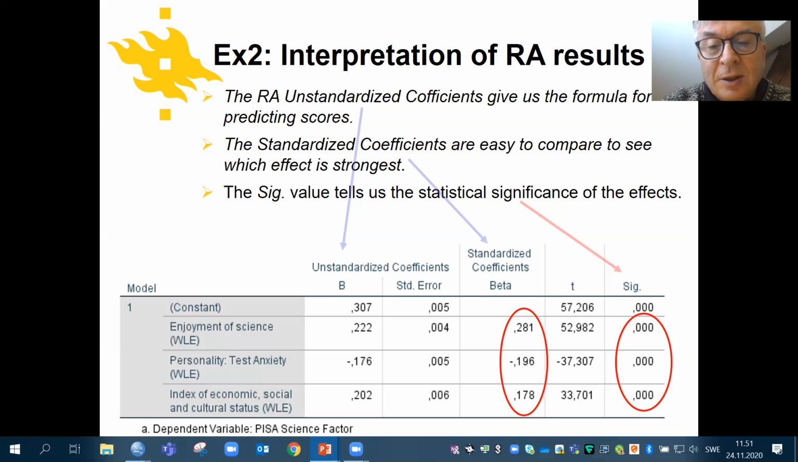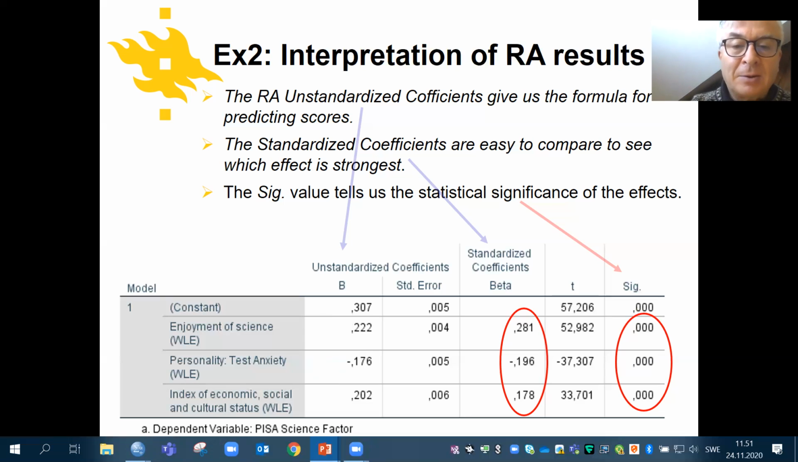And also the home background has some influence, but now you can see which of these is strongest and which of these are weakest, even though each of them is statistically significant. One of them is much stronger than the last one. Okay. And the unstandardized model here we would use for predicting scores in the future.